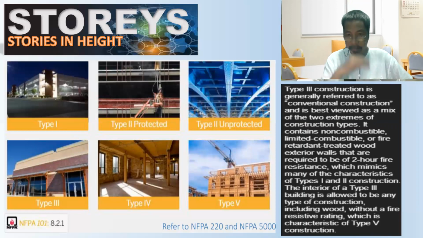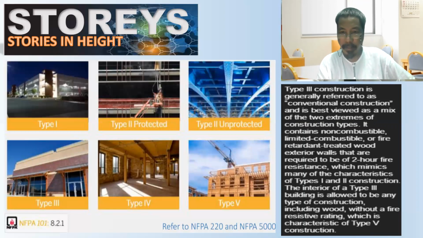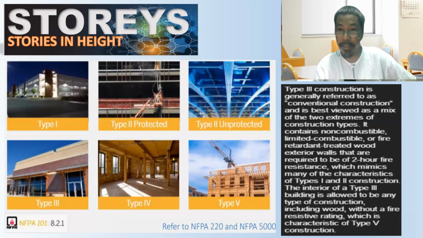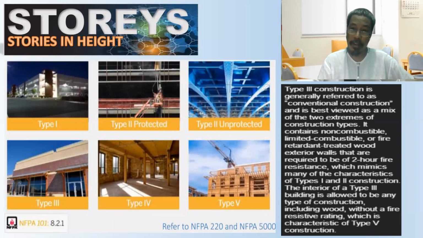Okay? The interior of a Type 3 building is allowed to be any type of construction, including wood, without a fire resistive rating. So since it does not have a fire rating, it is included in Type 3 rather than Type 1 or Type 2. So Type 3 is a combination of extremes, without a fire resistive rating, which is characteristic of Type 5 construction.